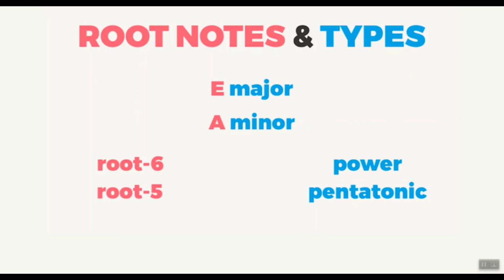The names of all these types might sound intimidating, but really they're just fancy ways of describing a particular sound. Okay, so remember that the names of chords, scales, and arpeggios have two parts: the root note, or the starting note, and the type, like major or minor.